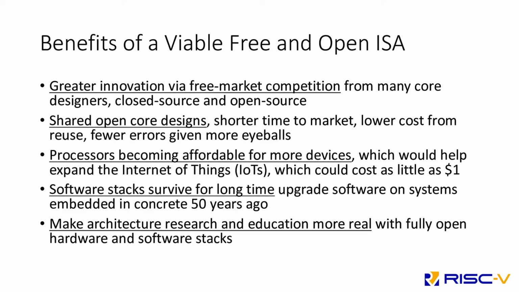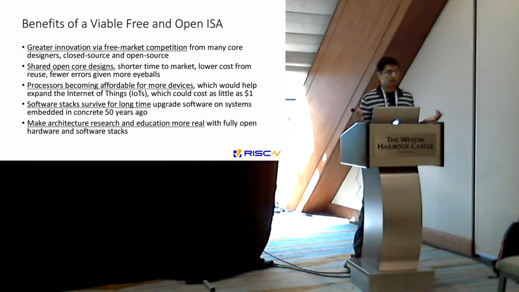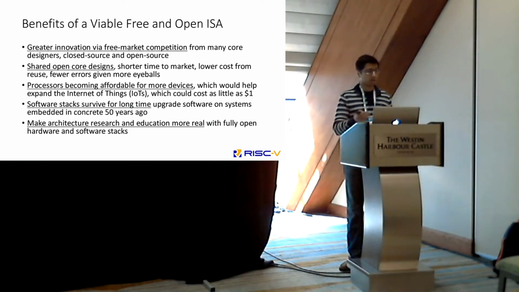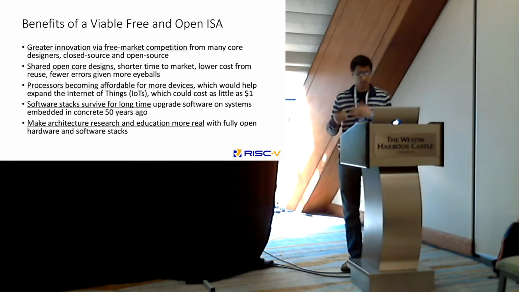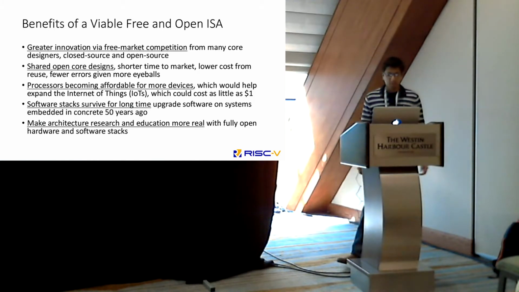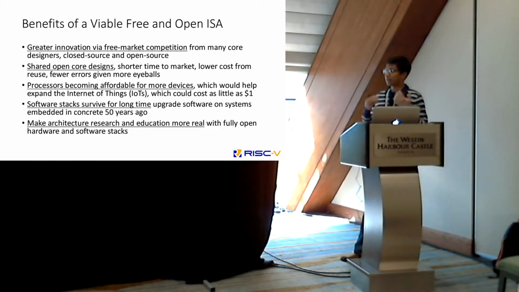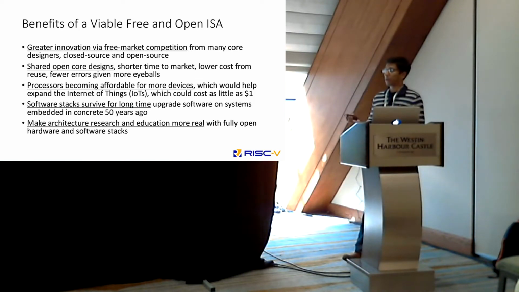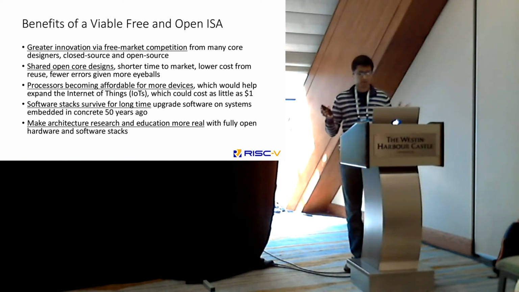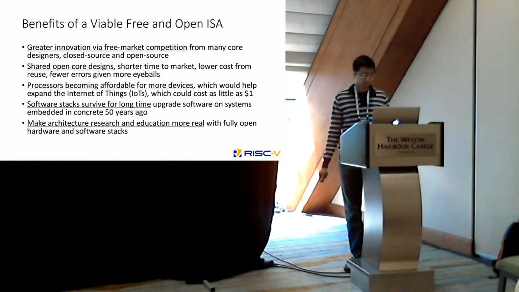Well, some of these are kind of obvious. So greater innovation via free market competition. Because the ISA is standardized and anybody is allowed to implement cores that match that ISA, you can have lots of different cores, both closed source and open source, and you get competition that way. You can have shared open core designs. So I'd say in a large quantity of systems that get built, the performance of the actual core on board is not the differentiator of the product, right? So in that case, really all the designer needs is just some core that works and executes instructions fairly well. And so having these shared open designs is really good.